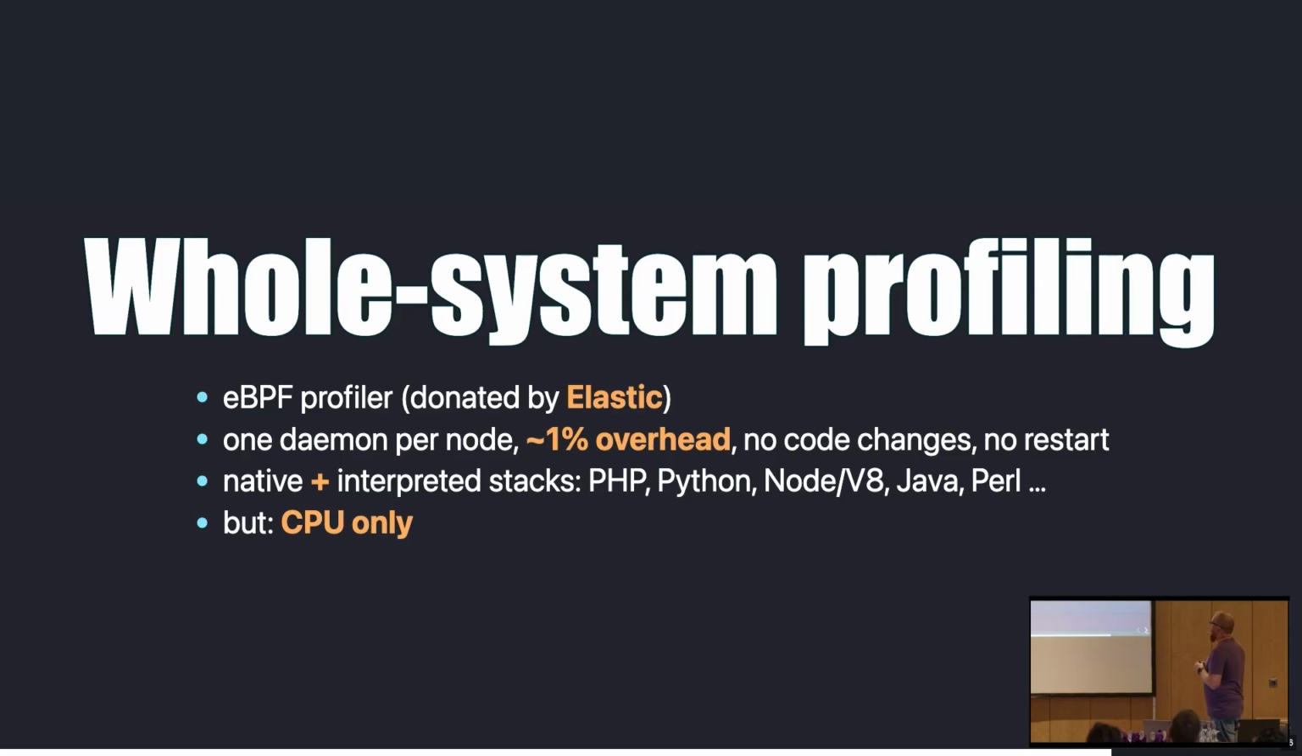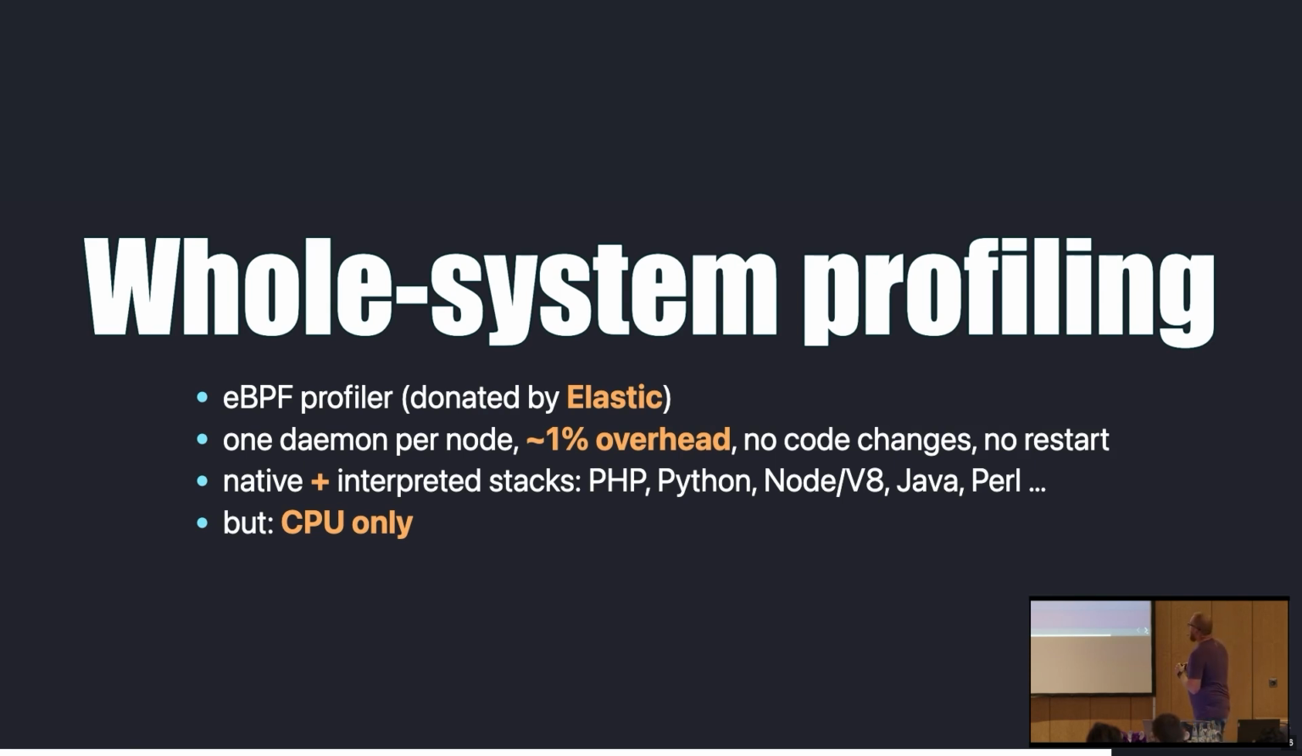So now what we have is an eBPF full host profiler donated by Elastic. That is one daemon per node, so you don't install this in your runtime or in your container, but you install that into the Linux kernel that is running the host as an eBPF program. And then on the side, you have a sidecar that collects the stack traces and does the symbolication of all the stack traces for you.